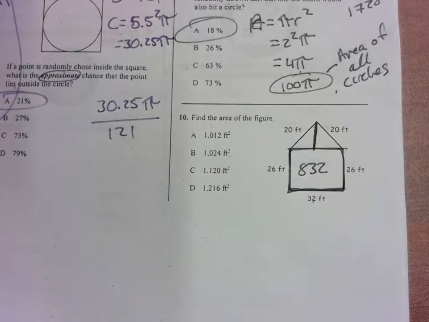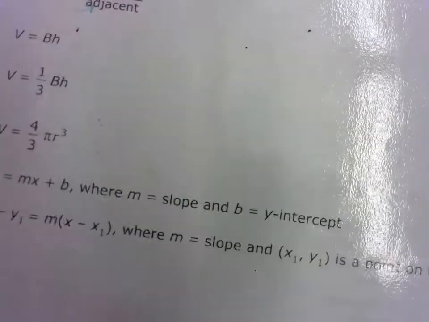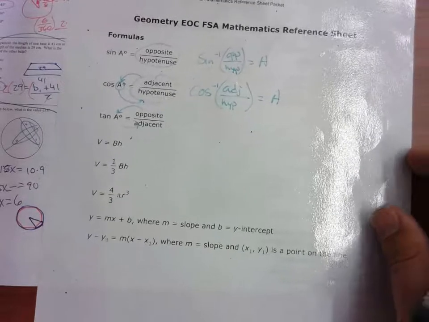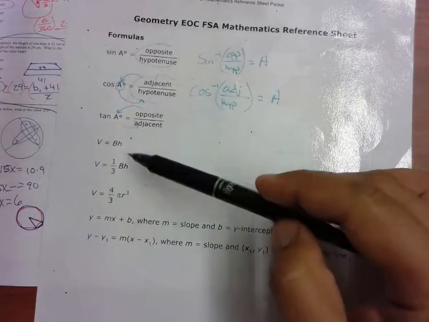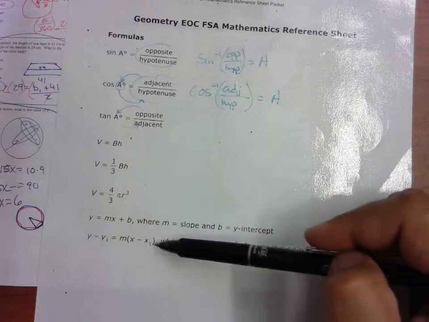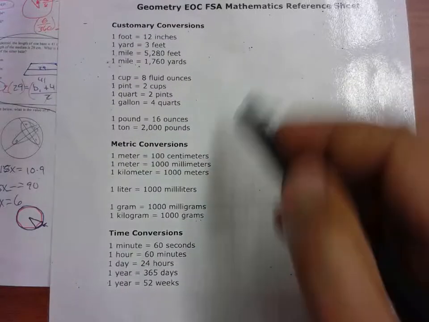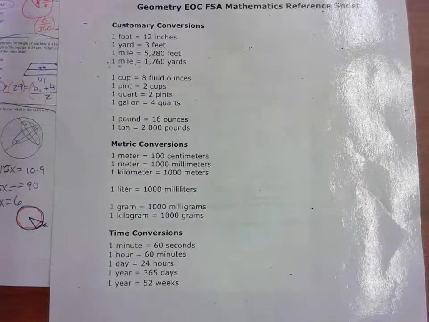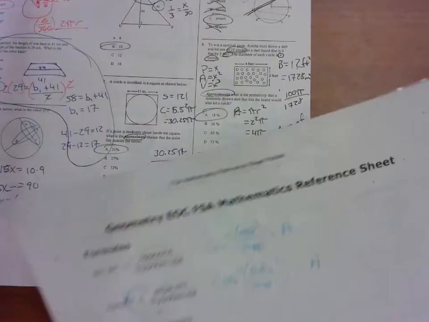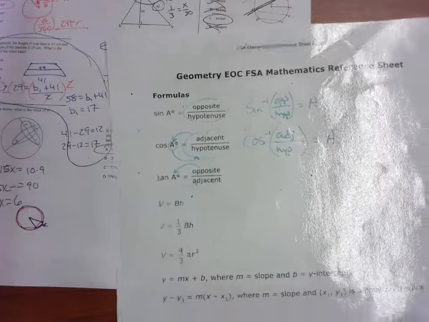Do we get the sheet that tells you what to do? You get the reference sheet, but on this reference sheet there are no area formulas. None. You have trig, volume, slope, intercept, point-slope, and on the other side you have conversions. But you do have a lot of white space.